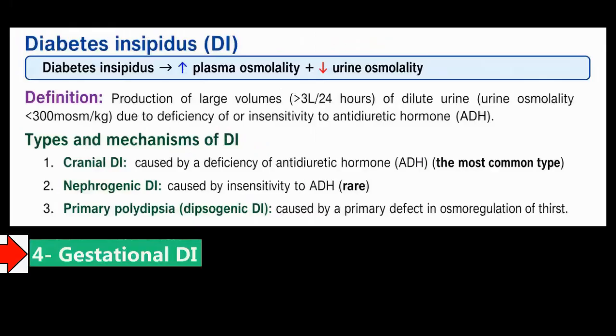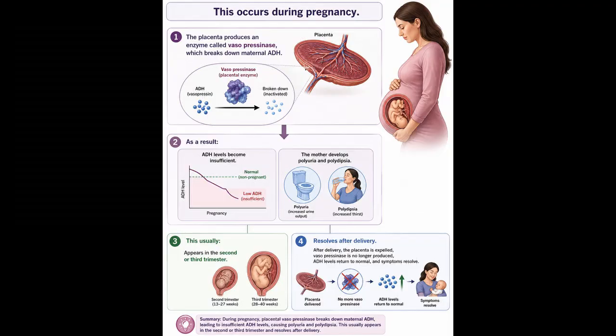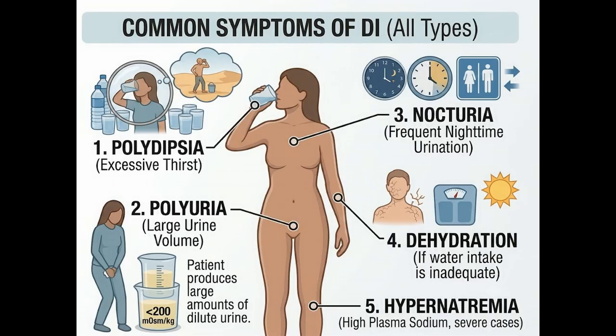4. Gestational diabetes insipidus. This occurs during pregnancy. The placenta produces an enzyme called vasopressinase, which breaks down maternal ADH. As a result, ADH levels become insufficient. The mother develops polyuria and polydipsia. This usually appears in the 2nd or 3rd trimester. Resolves after delivery.